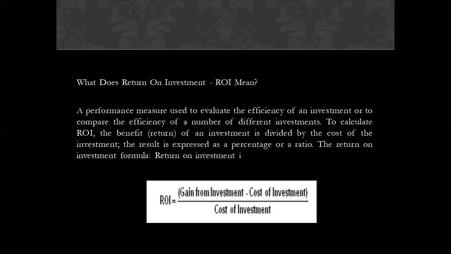What's ROI? ROI is return on investment, and return on investment is basically a performance measure which is utilized to evaluate the efficiency of an investment and to compare the efficiency of a number of different investments. The benefit of the investment is divided by the cost of the investment, the initial cost. So on the basis of that return on investment, how much you got, the result is expressed. So this formula I have just shown. No need to cram it. I'm not saying any numericals will come up on this, but you should know.